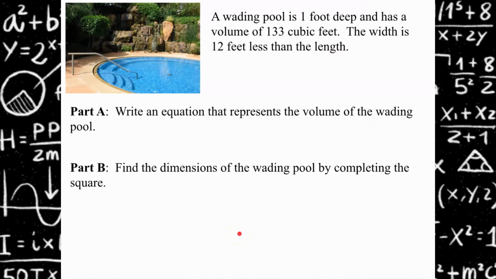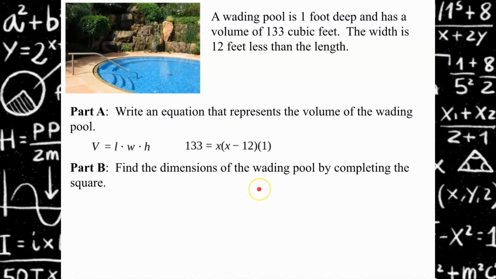All right, real world problem. We have a wading pool, and it's 1 foot deep. It has a volume of 133 cubic feet, and the width is 12 feet less than the length. So I'd like you to write an equation that represents the volume of the wading pool. First, reminding you that volume is equal to length times width times height. So 133 is the volume, and that's equal to the length of x, the width of x minus 12, and the height or the depth, which is 1.